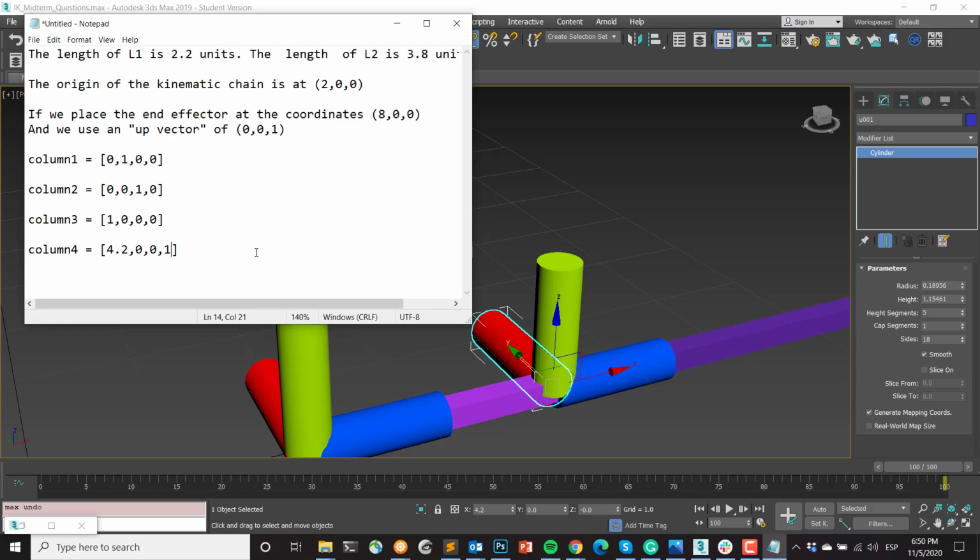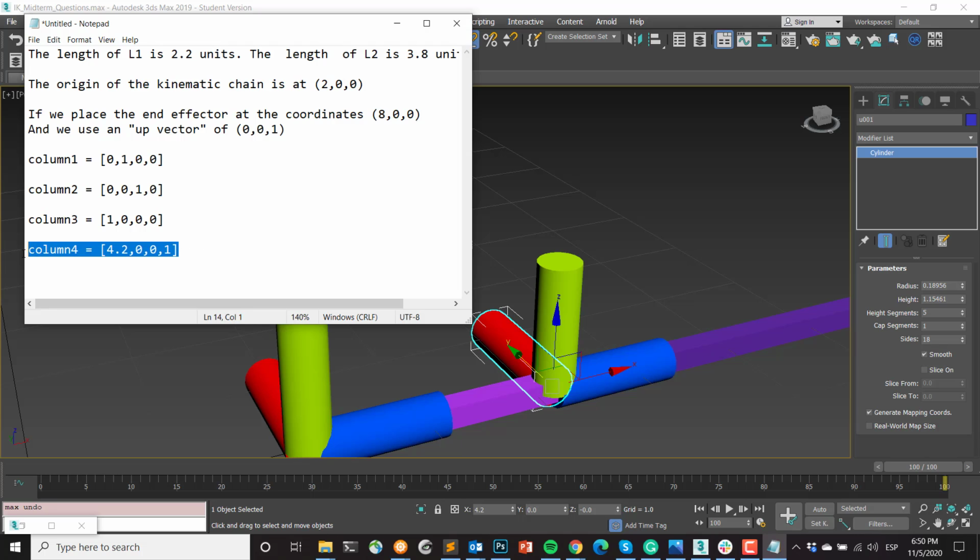Some people were probably struggling with that because in the syntax example we had, the fourth column was 0, 0, 0, right? But we expect you to remember that column 4 is basically your translation, and if it's the translation, you need a 1 at the end.